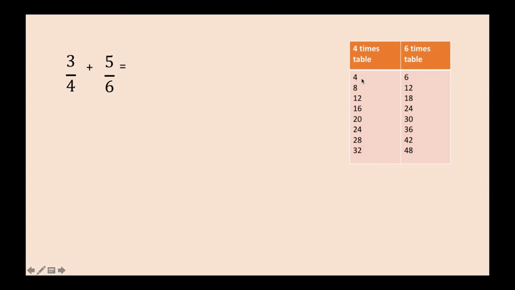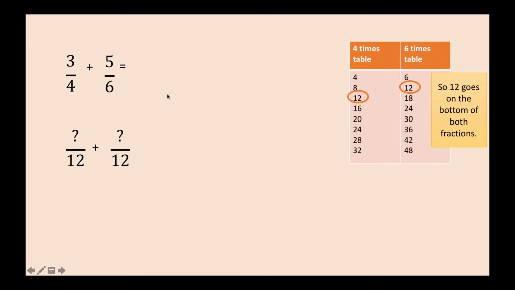So then all I need to do is look down my columns and see which number appears in both. The smallest one as well. You could use 24 if you wanted to, because that appears in both, but it'll be easier to use the smallest one you can find, which appears to be 12. Okay, so 12 is the smallest number in both times tables. And I'm going to write 12 at the bottom of both of my fractions now.